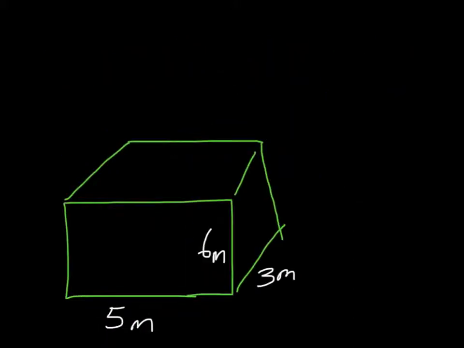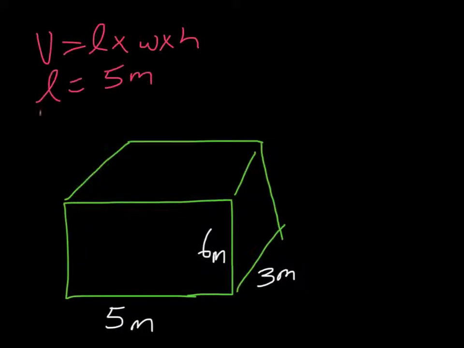So let's look at this one. I have a rectangular prism here. Not a great drawing, but you get the idea. Let's find its volume. The volume is equal to length times width times height. My length is equal to 5 meters. My width is 3 meters. And my height is 6 meters. So now I can start plugging things in.